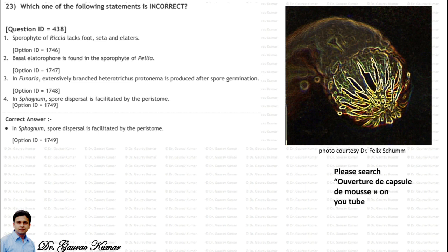So this is the photo of the sporangium in which it is surrounded by the peristomial teeth. To see the opening of these peristomial teeth properly, although not related to the question, there is a very good video. You just type this term, 'Auswasser die Kapsel die Moose', on YouTube, and you will find a video in which they have clearly shown how the peristomial teeth open for the spore dispersal.